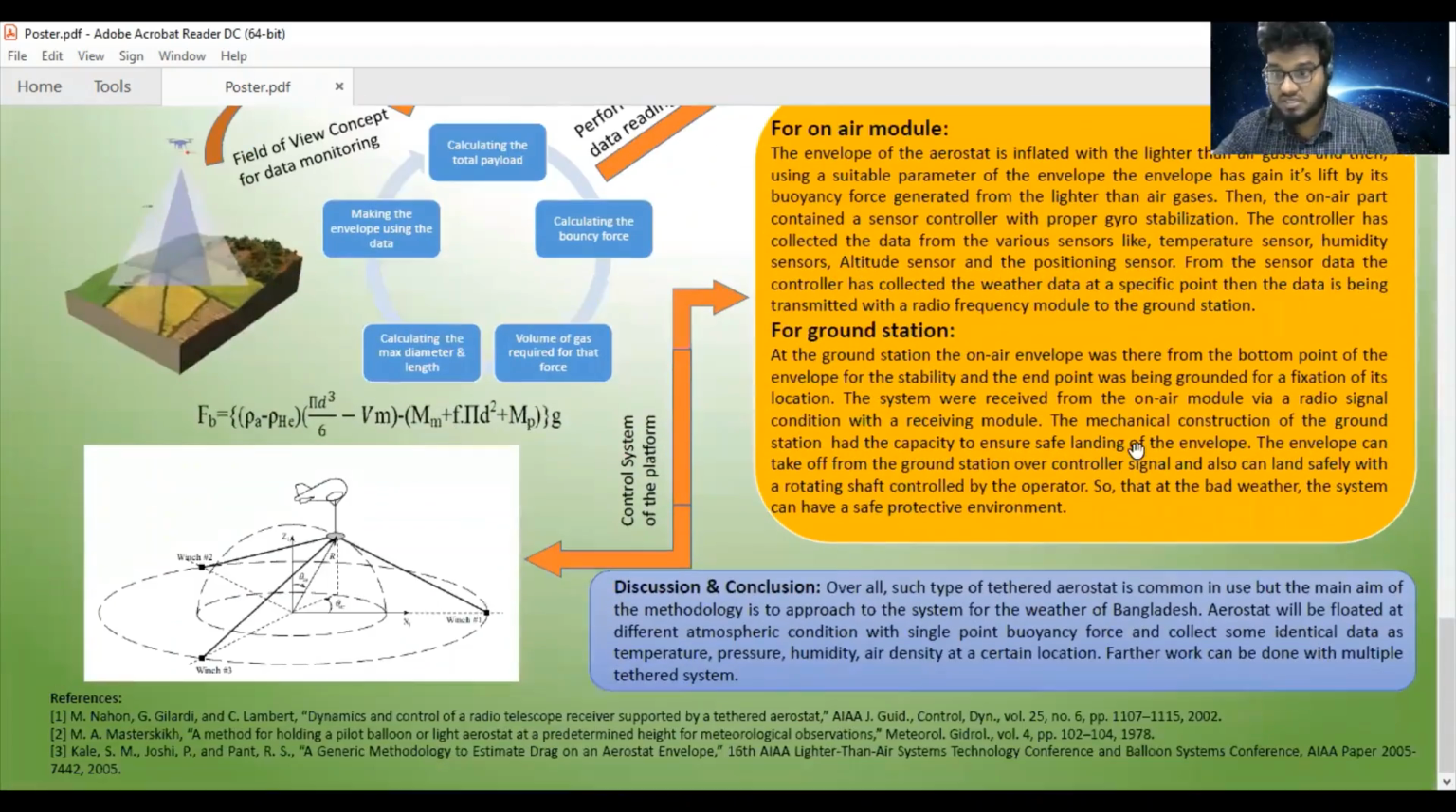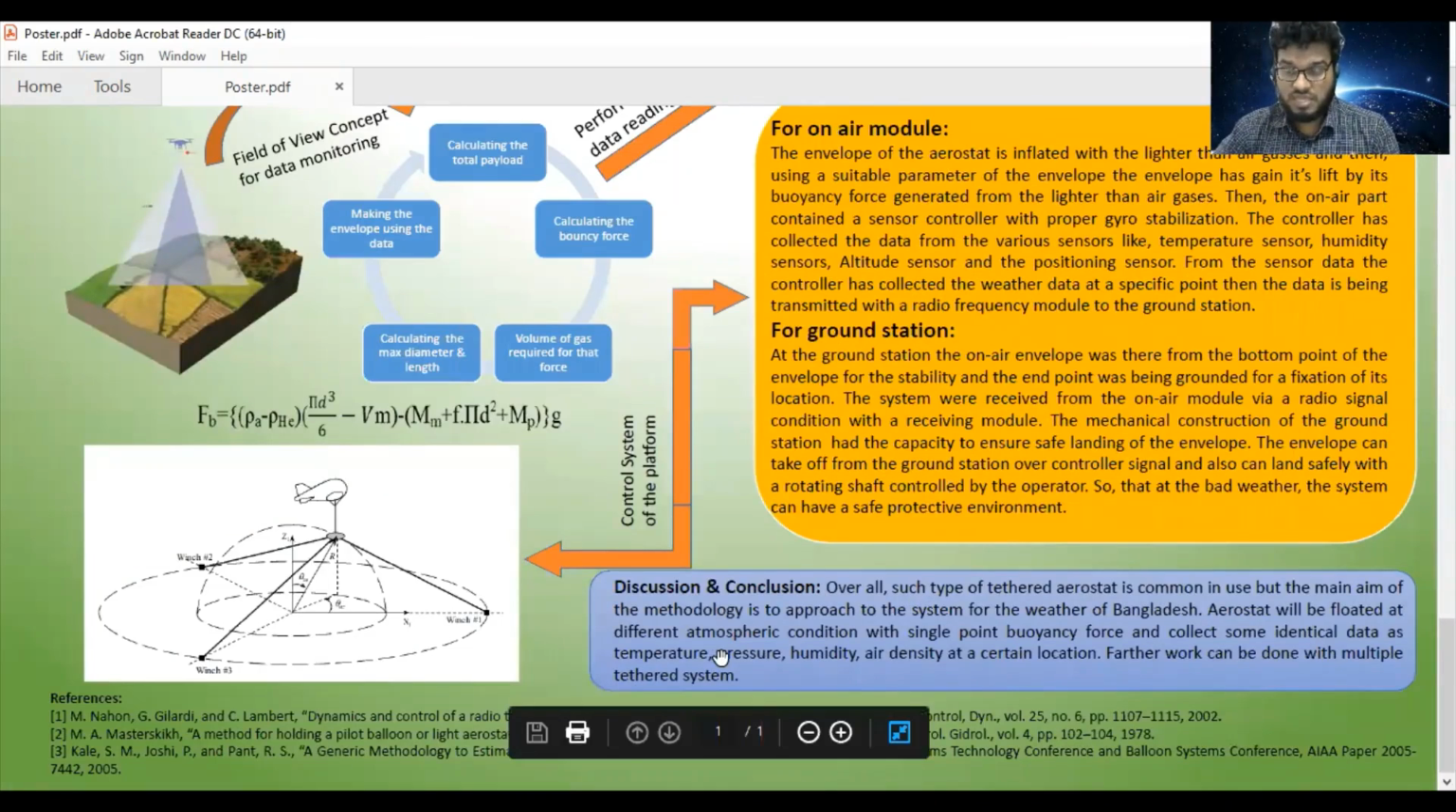For further work, we can make a control system which can make the system more stable, and this is the reference.